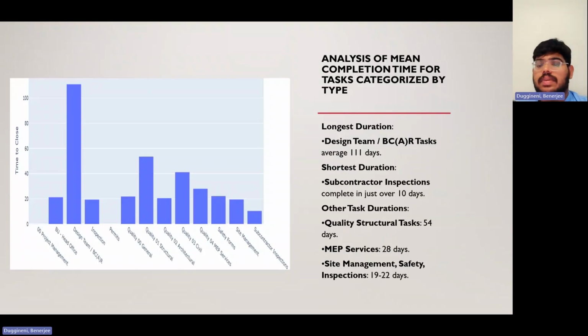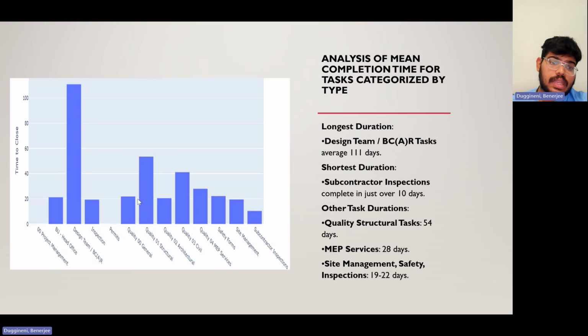First, from the project, we analyzed the mean completion time for tasks categorized by type and longer duration. For the design team, the average is 111 days, and the shortest duration is subcontractor inspections, completing in just over 10 days. Other structural tasks take 54 days, MEP services 28 days, and site management safety inspections 19 to 22 days.